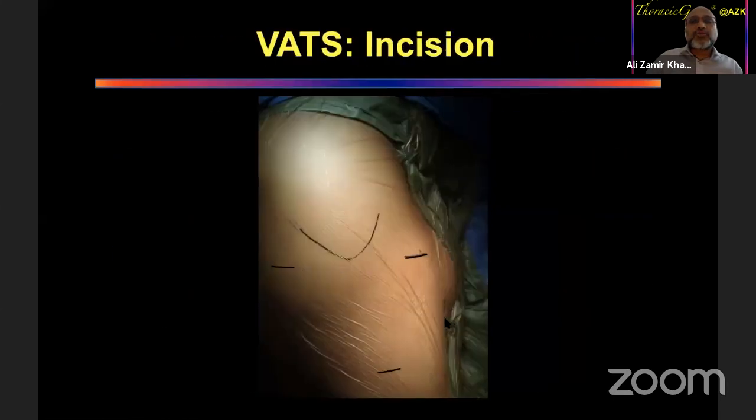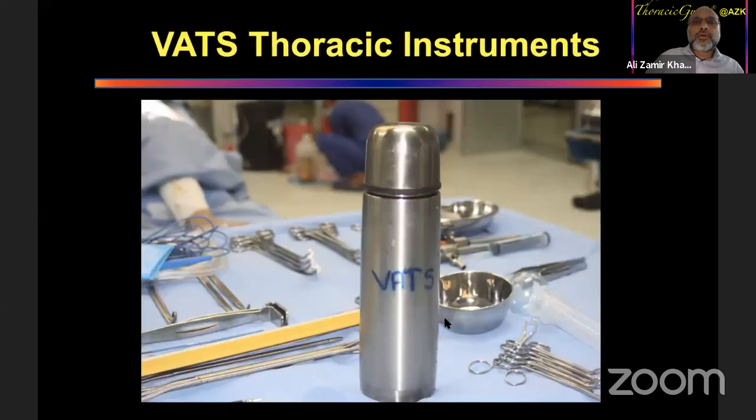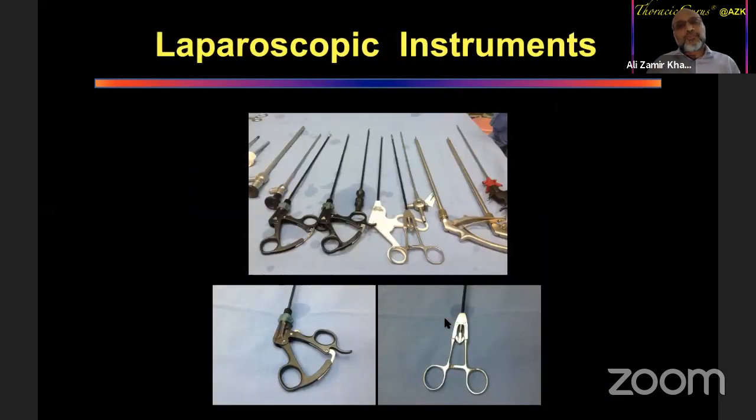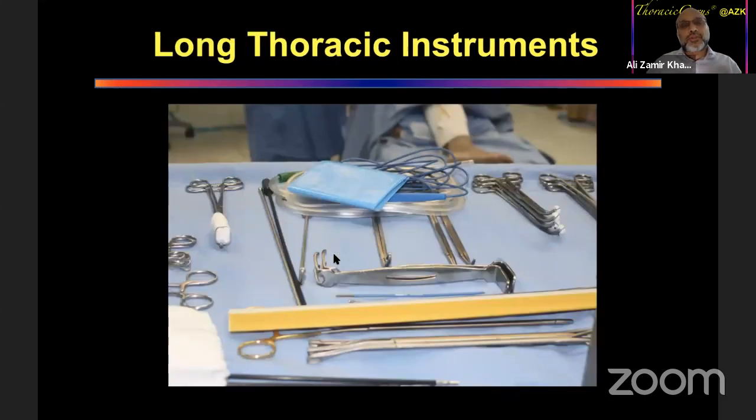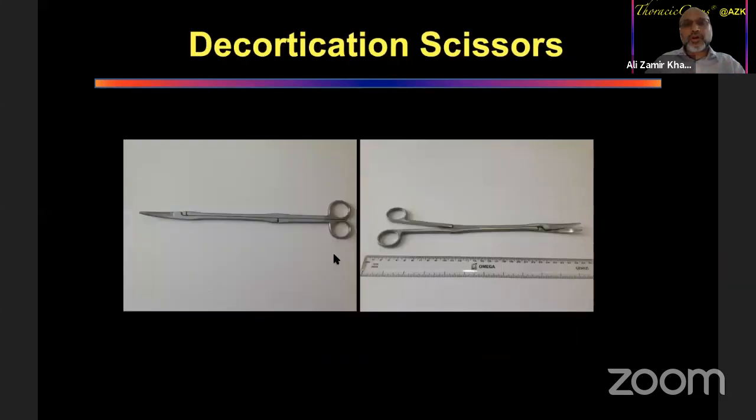Let me come to the instrumentation, okay? Whenever you're going to do a VATS, it's absolutely important to get the instruments right. These are laparoscopic instruments. They are all right-angled. Not a good idea. I personally don't like right-angled, because they work well on the abdomen, but they don't work well on the chest. So I personally use normal thoracic instruments, except that they are slightly longer, okay? These are my standard instruments, and I won't talk about this at the moment.